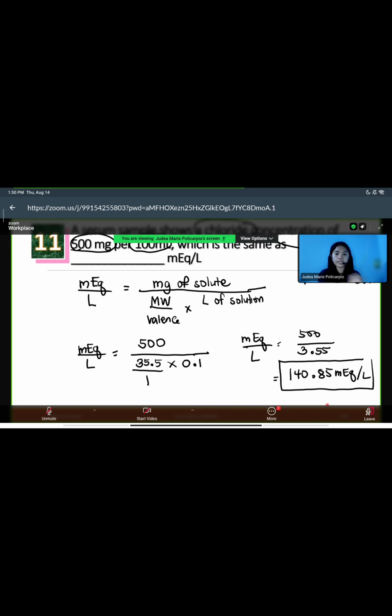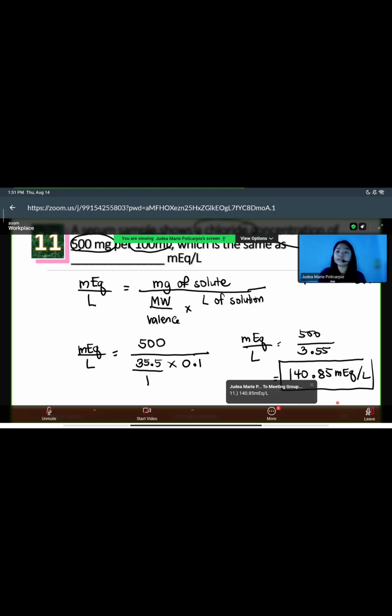So therefore, final answer natin in here would be equivalent to 140.85 milli-EQ per liter. So again, if you're not arriving on the exact answer sa mga choices, try choosing the closest. The closest. Final answer will be 140.85, ni-round off na natin to the nearest whole number. And ang unit natin is milli-EQ per liter.